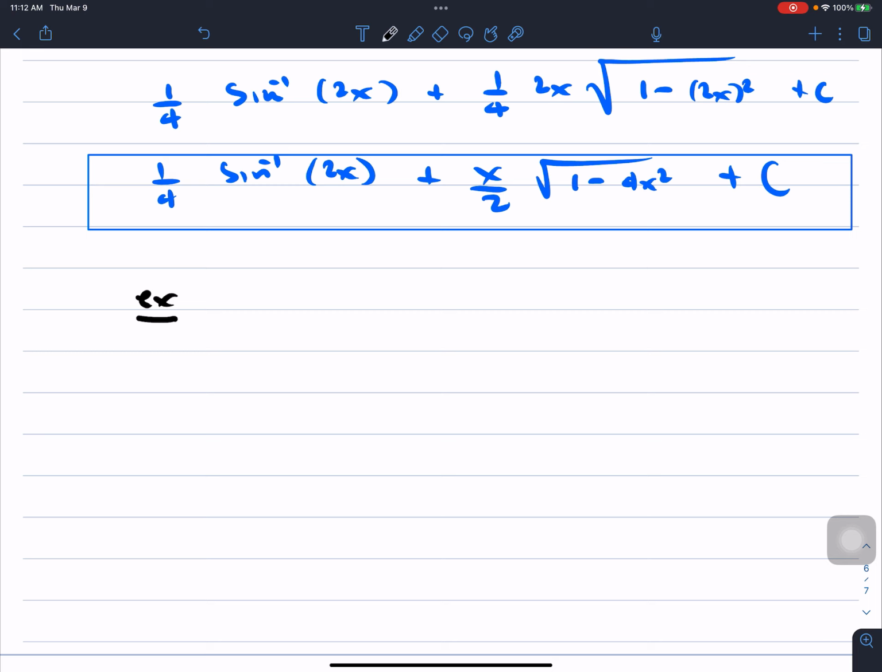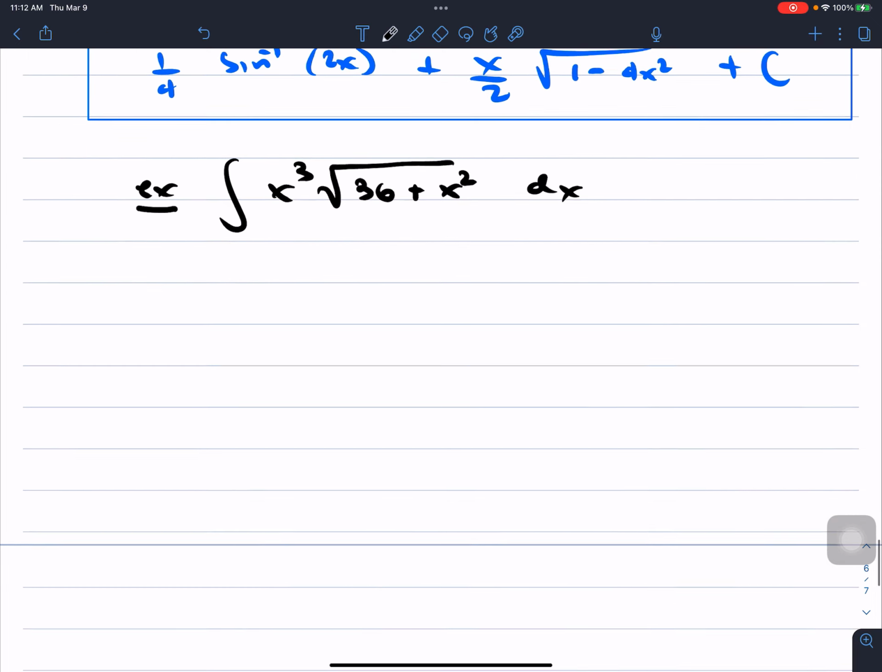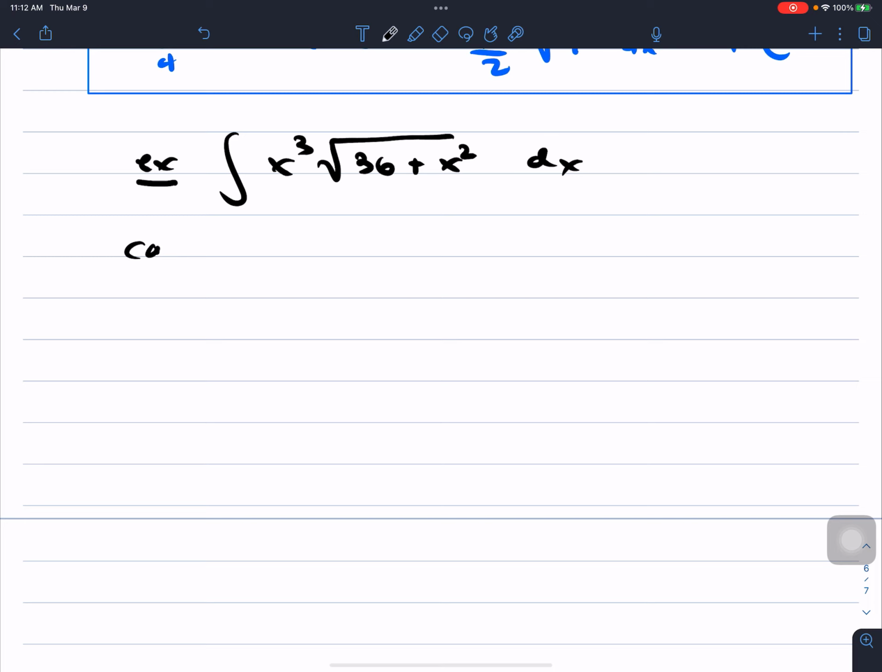Let me see if I have any good ones here. Okay, how about this one? We're going to try this one: x cubed over the square root of a squared plus x squared, we'll say 36 plus x squared, dx. So case 2, square root of a squared plus x squared.